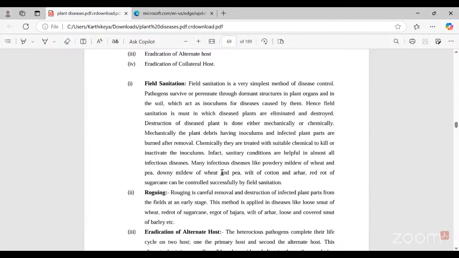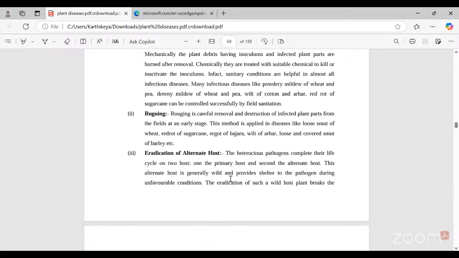Mechanically, the plant debris having inoculum and infected plant parts are burned after removal. Chemically, they are treated with suitable chemicals to kill or inactivate the inoculum. In fact, sanitary conditions are helpful in all infectious diseases. Many infectious diseases like powdery mildew of wheat and pea, downy mildew of wheat and pea, wilt of cotton and red rot of sugarcane can be controlled successfully by field sanitation.